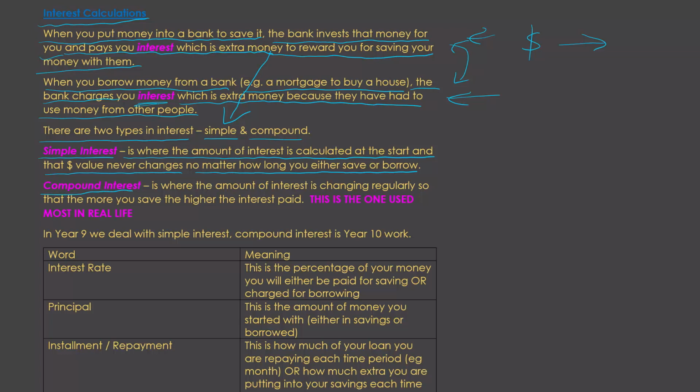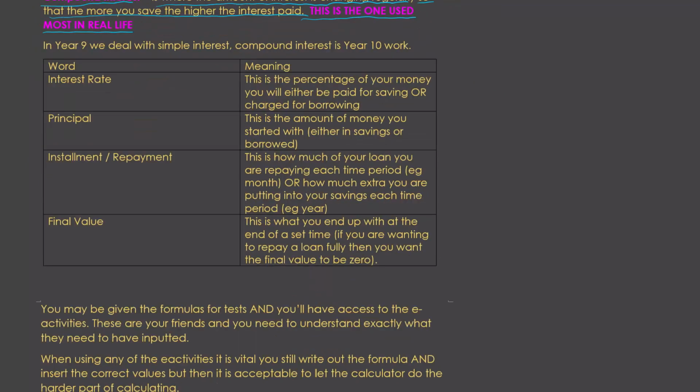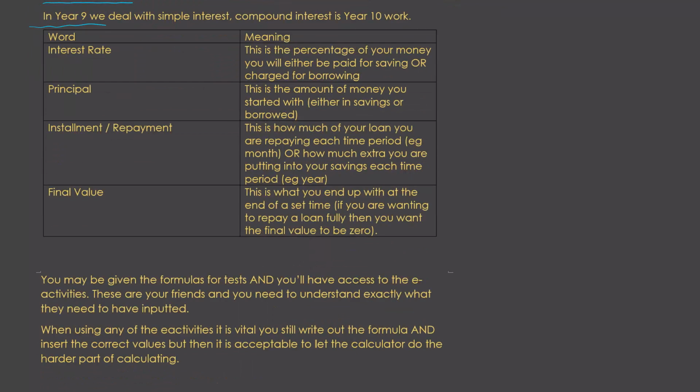Compound interest is where the amount of interest is changing regularly, based usually on the amount that you have in the bank or that you still owe the bank, so that the more money you save, the higher the interest paid, or the more money you owe on your loan, the more is paid. This is the one used most in real life, but you do get simple interest loans. Many car loans are simple interest loans. In Year 9, we deal with simple interest. Compound interest is Year 10 work.